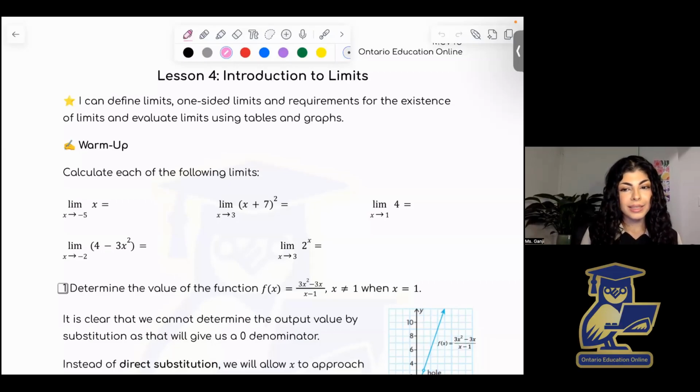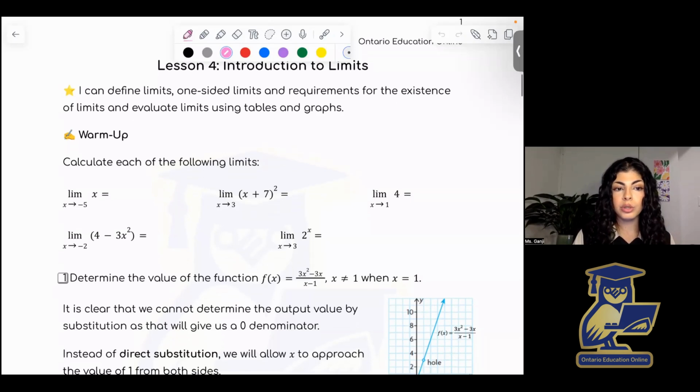Hello and welcome to lesson 4, where we're finally getting our introduction to limits. We've been talking about limits quite a bit, but today we're going to put an actual definition to limits and see it in different contexts. Our learning goal for today is to define limits, one-sided limits, and the requirements for existence of limits, as well as to evaluate limits using tables and graphs.